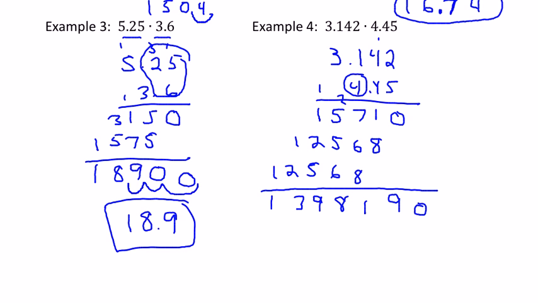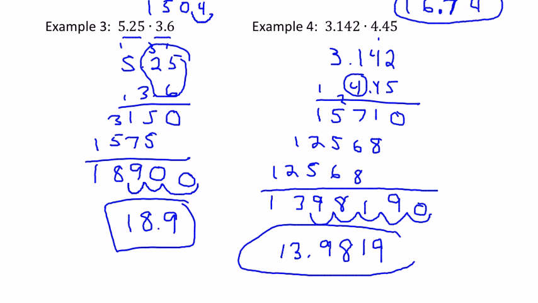There are 5 decimal places, so I need to move it over 1, 2, 3, 4, 5, and so my correct answer turns out to be 13.9819. That's what 3.142 times 4.45 equals. Always leave off those zeros that are after decimal places, just for simplicity's sake.